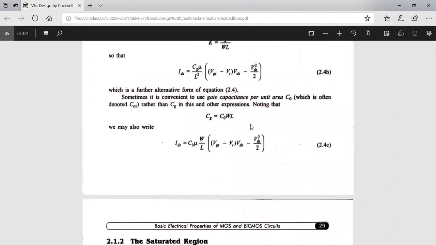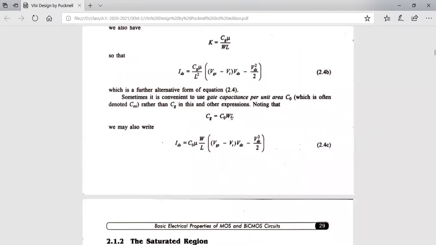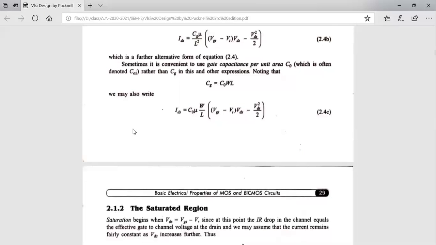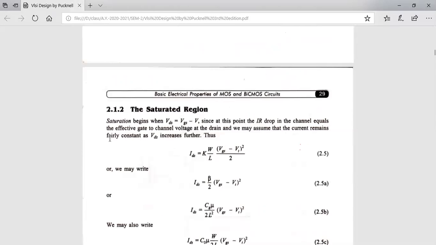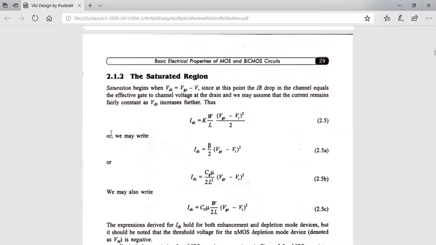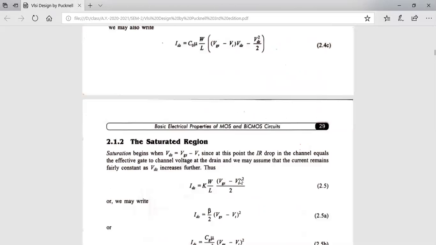Further, I can write the gate capacitance CG as C naught multiplied with W into L. Capacitance per unit area is indicated as C naught, and gate capacitance is CG, right? Instead of that, I am writing further. The same equation is further modified. You can see here in the saturation region also, we are modifying one equation, K into W by L into VGS minus VT.